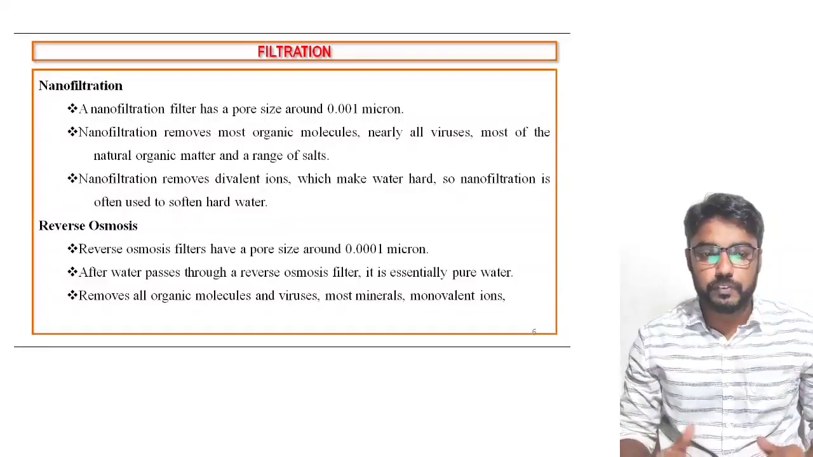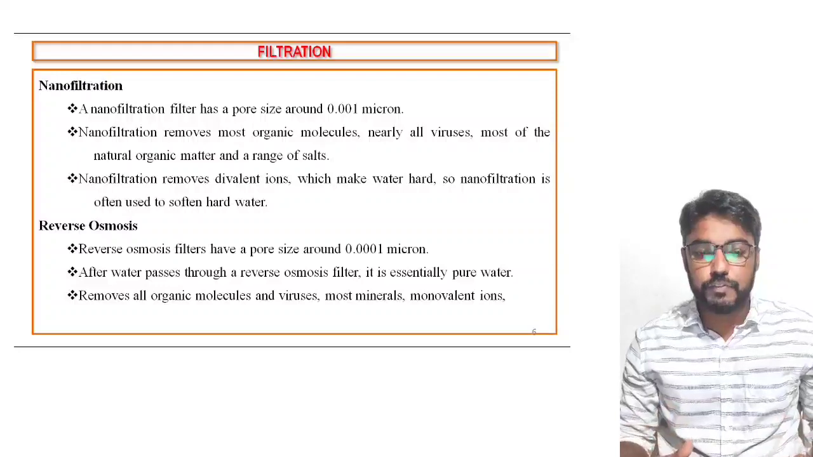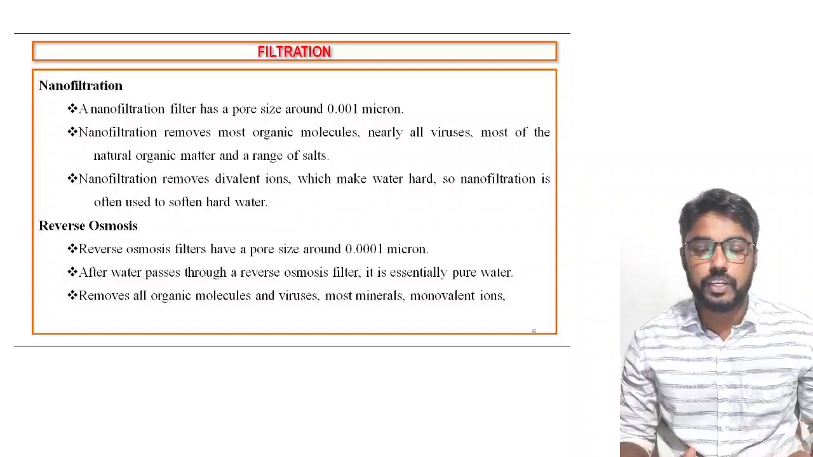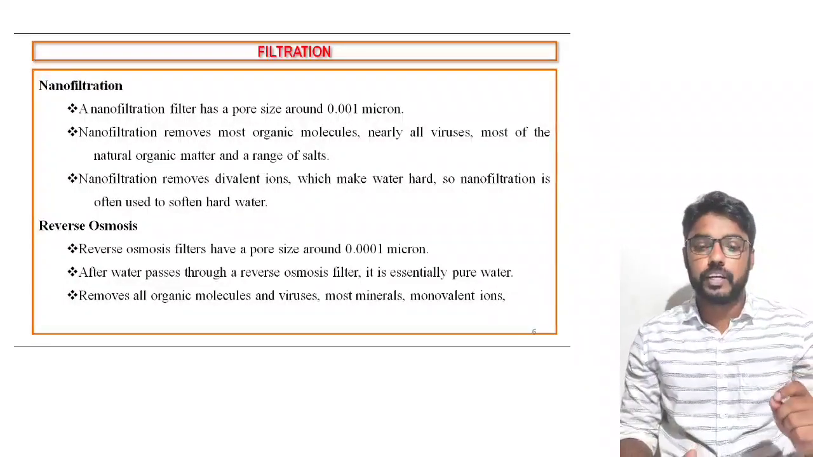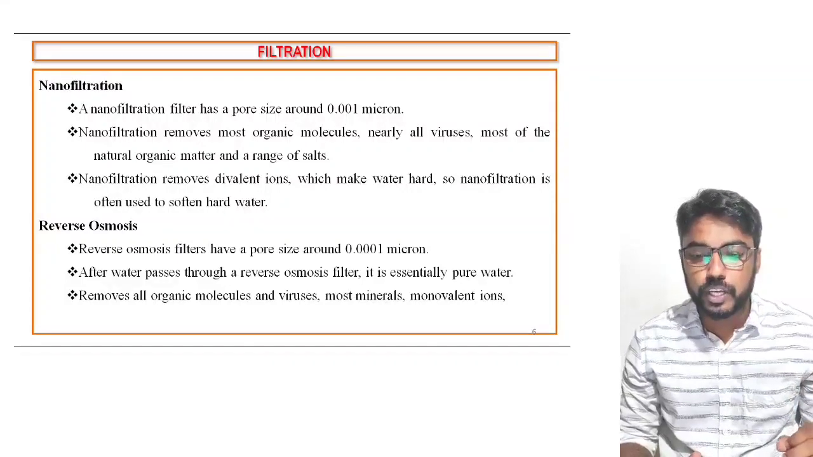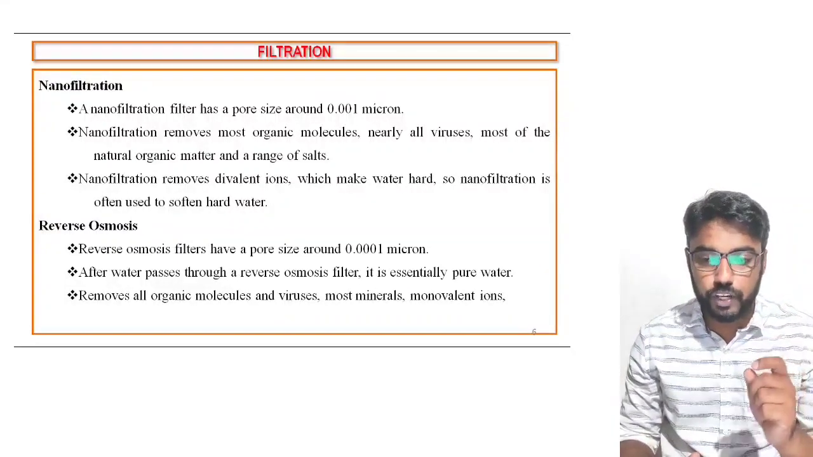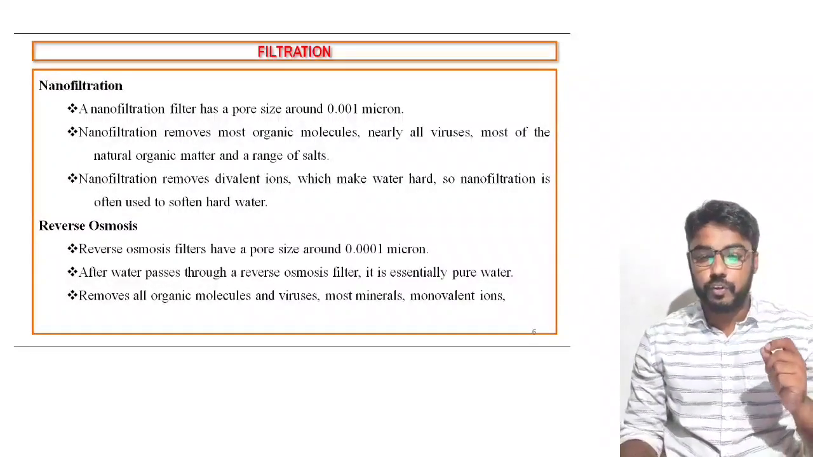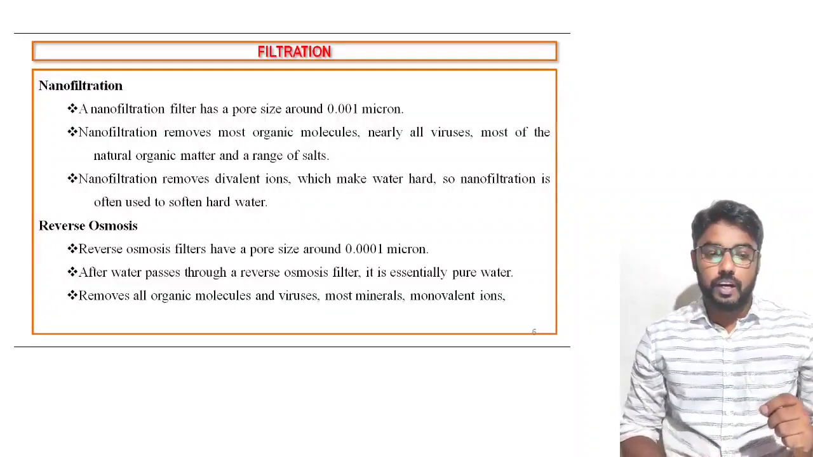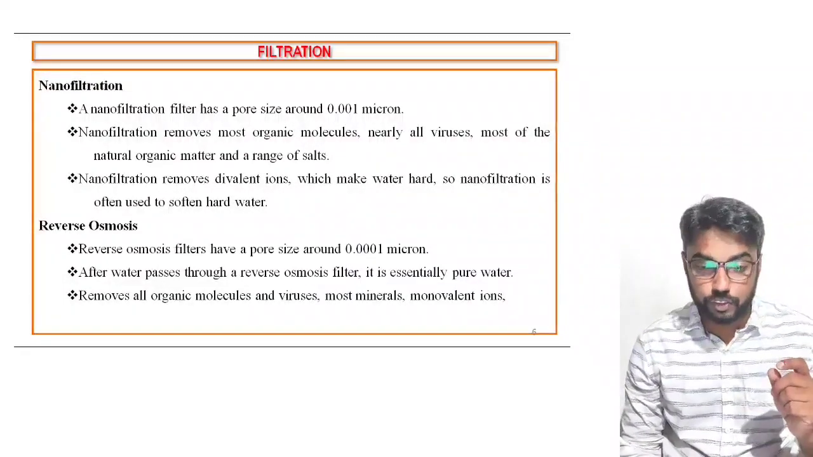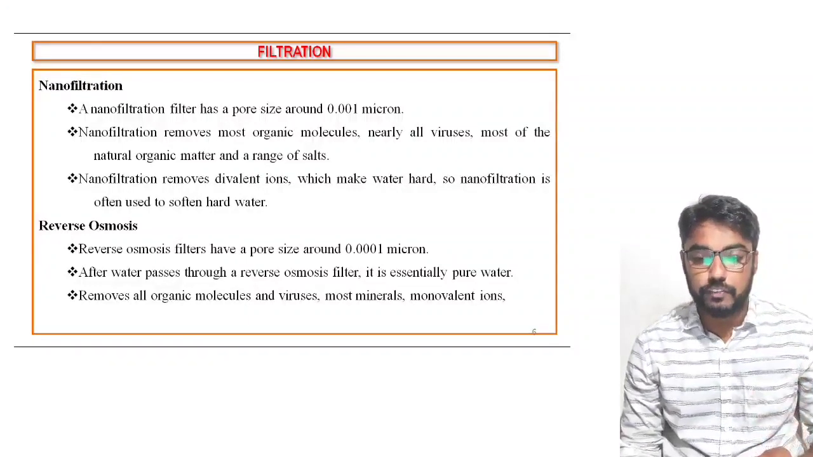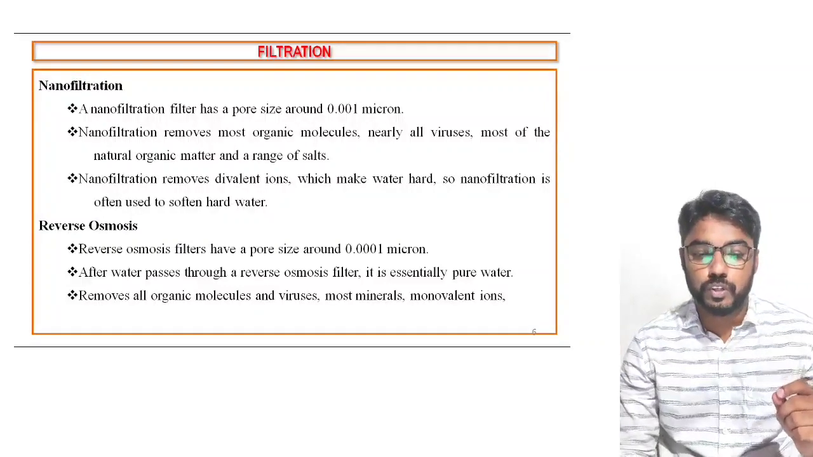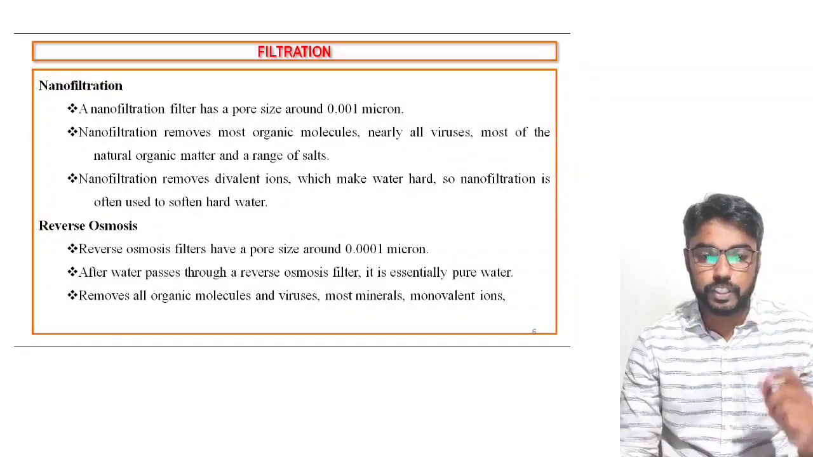Another filtration method is called nanofiltration. A nanofiltration filter has a pore size of around 0.001 micron, and this method can remove most of the organic molecules, and nearly all viruses, most of the natural organic matter, and a range of salts. Nanofiltration can also remove divalent ions which make water hard, and so nanofiltration is often used to soften hard water. Okay, this is about nanofiltration.